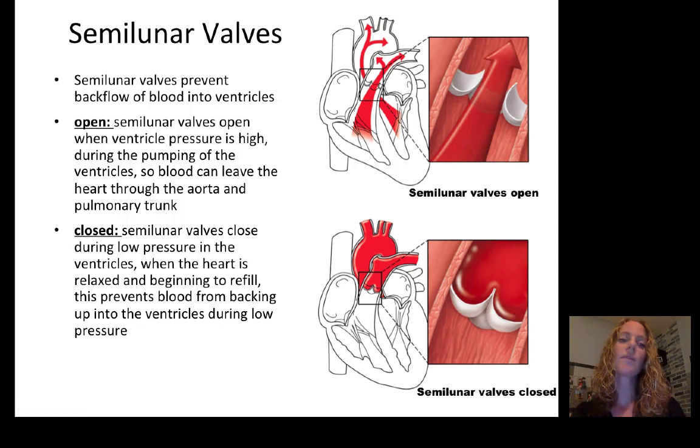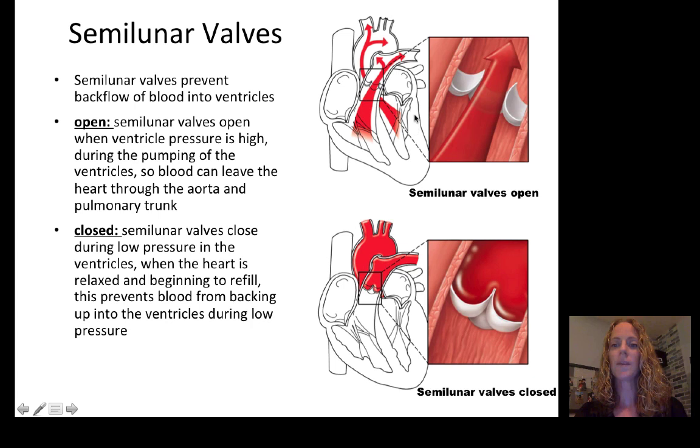The semilunar valves also prevent backflow, but they're located in the large vessels. They're located in the pulmonary trunk and in the aorta. And rather than preventing movement upwards, they prevent movement downwards. So their cusps are located in such a way that when the pressure in the ventricles goes down, they cup the fluid and keep it from backing up into the ventricles. That way the fluid continues out of the pulmonary trunk and out of the aorta.